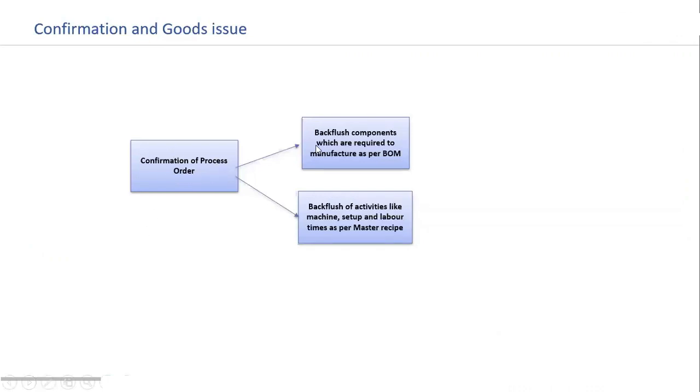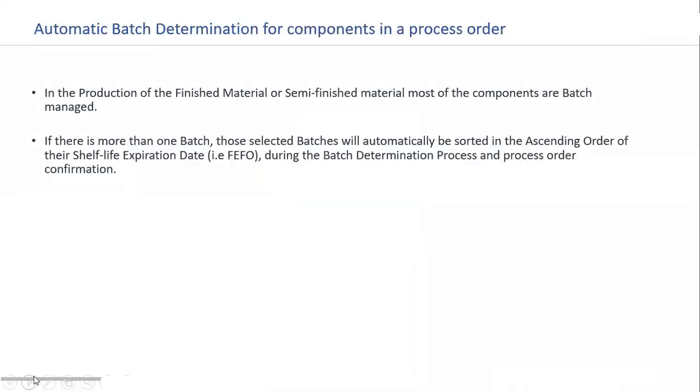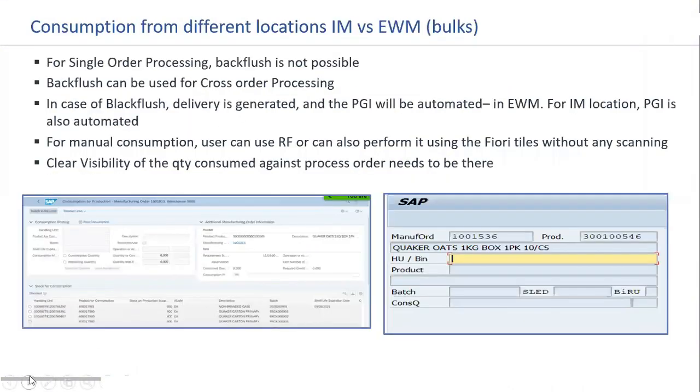So that's the confirmation, and then obviously the components will backflush as per the BOM. And I think for production, it also takes into account all the machine setup, labour and times. So, automatic batch determination for components in the process order. In the production of the finished material or semi-finished material, most of the components are batch managed. If there is more than one batch, these selected batches will automatically be sorted in ascending order of the shelf life expiry date during the batch determination process and process order confirmation. So that's just confirming what we've already been through.